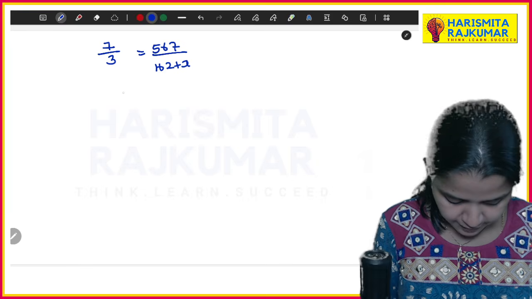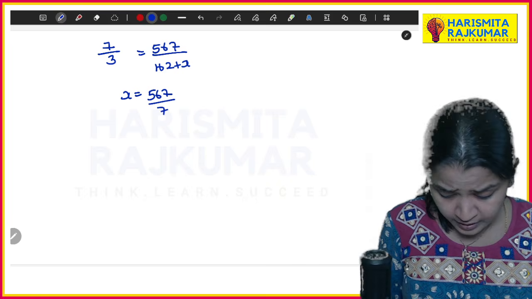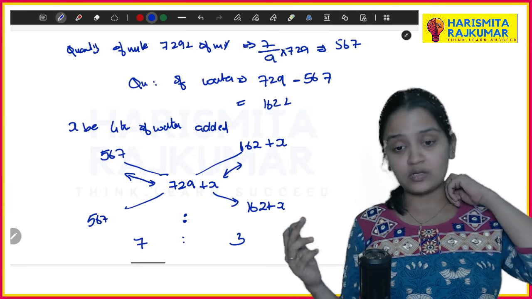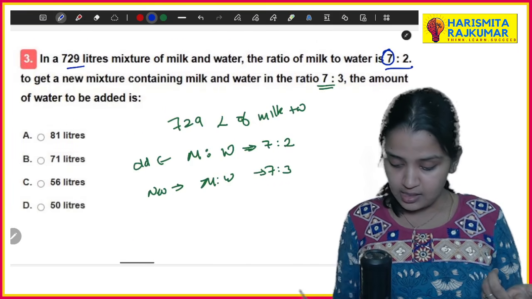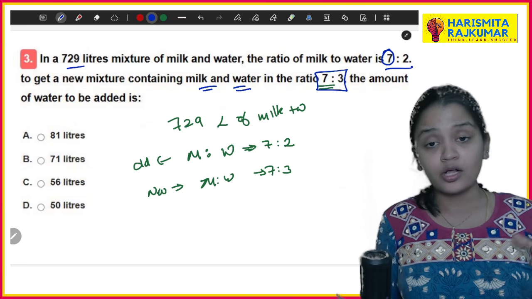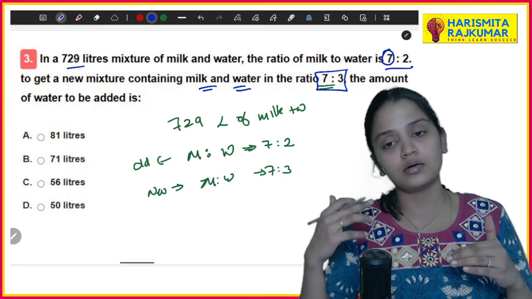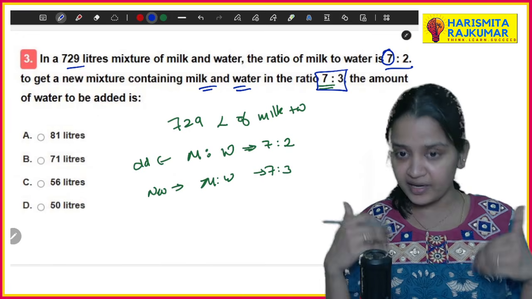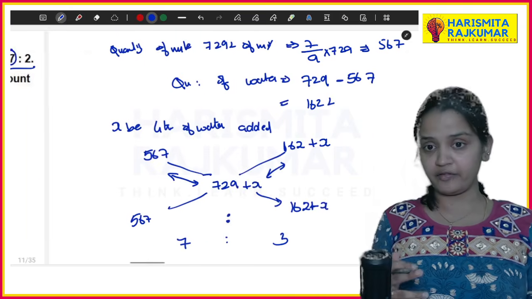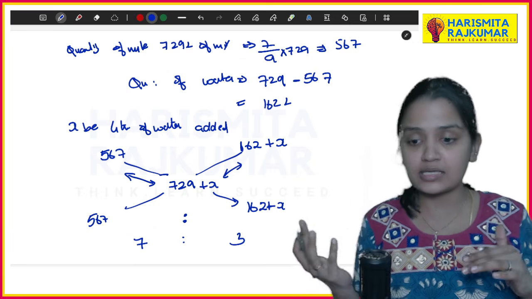So when I find it, finally I'm getting X is equal to 567 by 7, which is X is equal to 81 liters. So 81 liters of water is to be added. The new ratio we already know as 7:3, milk is to water. Here they didn't use cheaper, they used the dearer, which is the costlier by cheaper, the reverse of the formula which we have written. In there we have written cheaper by costlier; here we are writing costlier by cheaper.